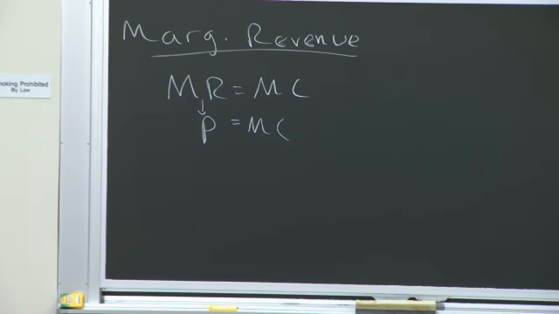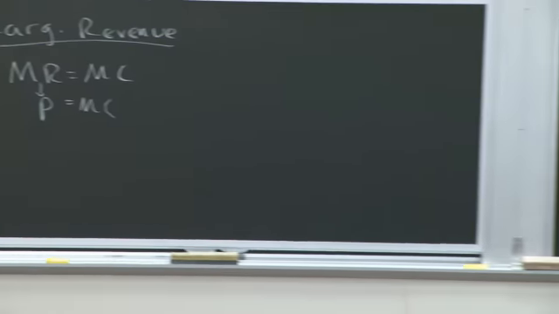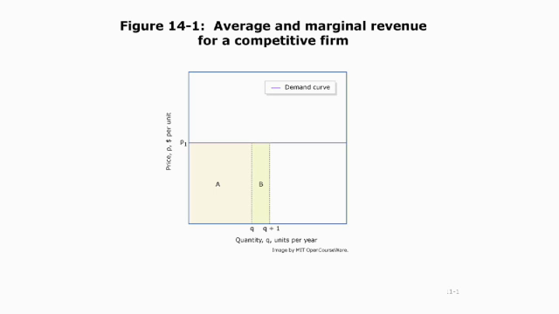So for example, to see that, let's look at figure 14.1. This is another way, probably next year when I teach this, I'll put this in the lecture on competition, just a way to think about how marginal revenue is price. Remember, a perfectly competitive firm faces a perfectly elastic demand curve. So they have to think about what the implications are of the marginal unit they sell.